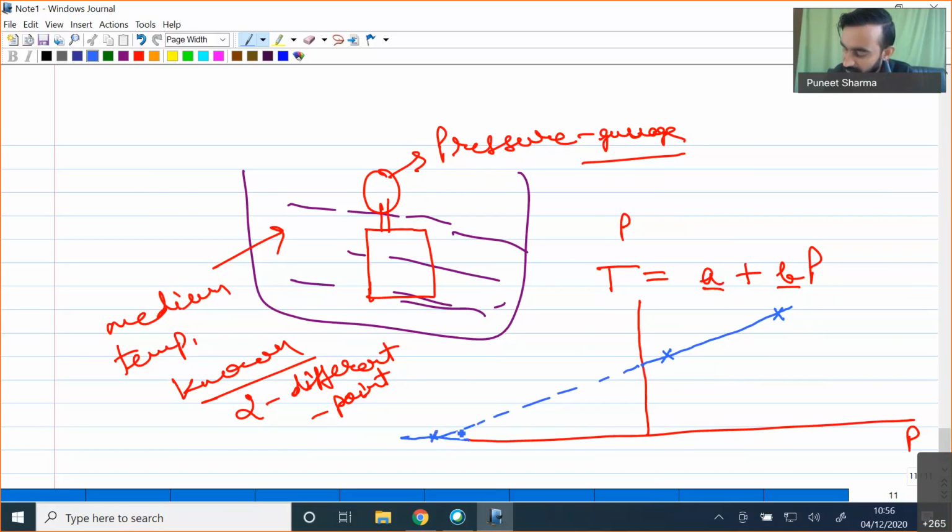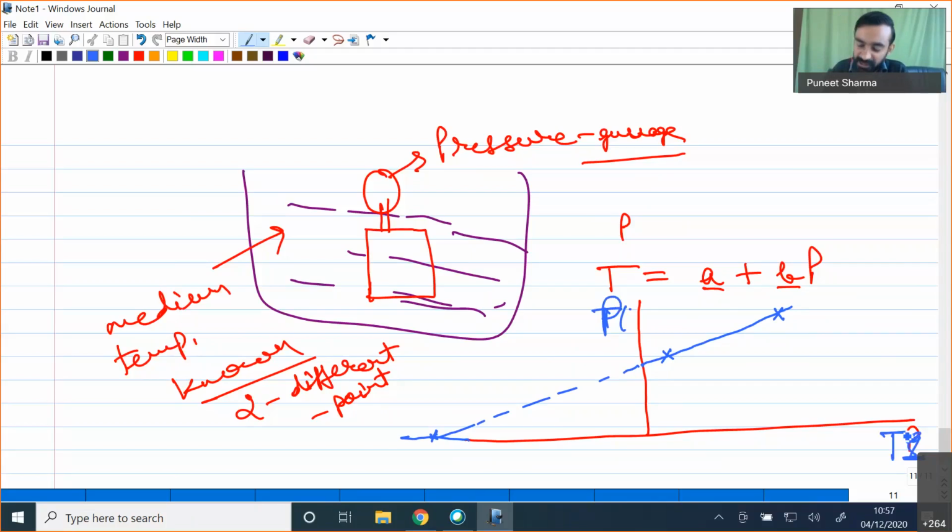Now if I extend, extrapolate this line, I'll find that at some point it reaches the absolute value of the pressure, where the absolute pressure is equal to 0. Corresponding to that, we call the temperature the absolute temperature. Sorry, I have done it wrongly. Pressure will be on this side and temperature will be on this side.